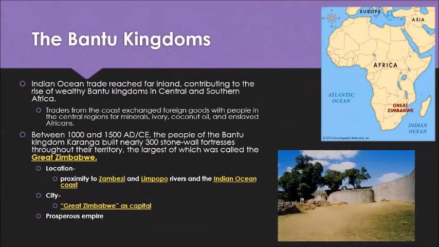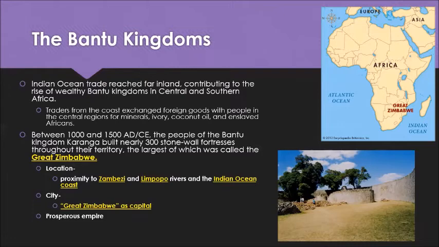All right, real quick, let's talk about the Bantu. So this is dealing with Zimbabwe. The Indian Ocean trade would start to go inland, contributing to the rise of the wealthy Bantu kingdoms in Central and Southern Africa. Now, one of the main ones that we need to talk about is one that would be called Great Zimbabwe. This would be from 1000 to 1500. They would have a number of stone fortresses all over their territory. So they know how to protect themselves. They know how to deal some damage to the enemy.